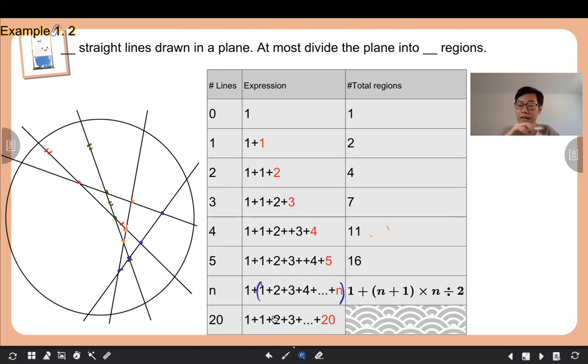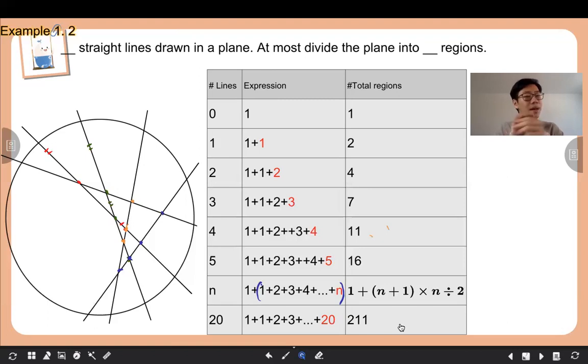Right, we should just add them together, or we can actually just plug in our previous formulas with n equals 20. And it should be 211. How many of you get it right? Wave it to me. Okay, good. So many of you got it correctly.